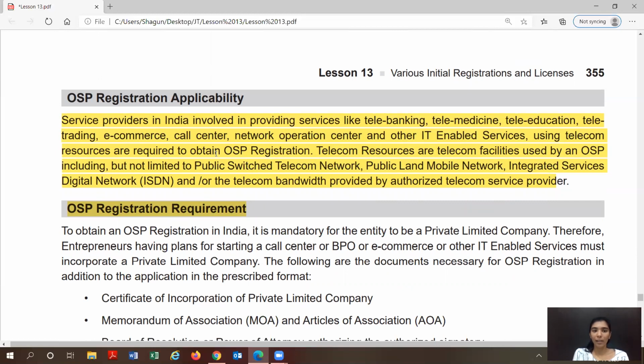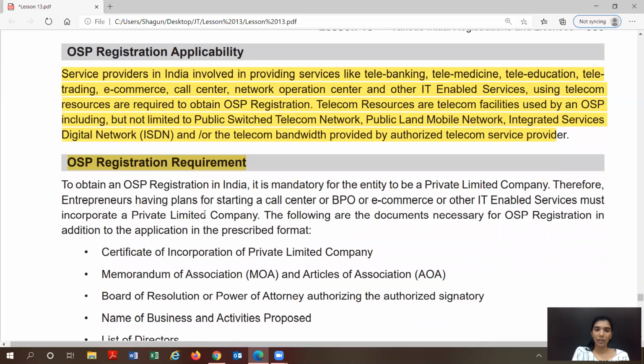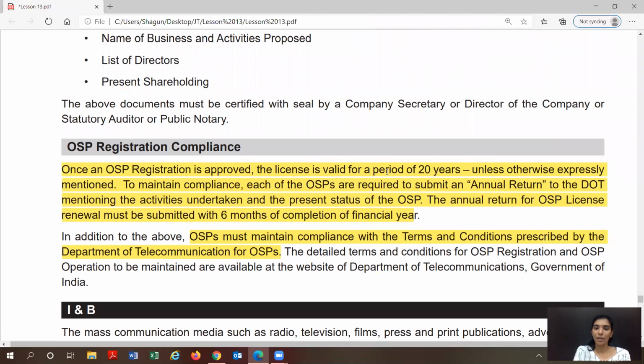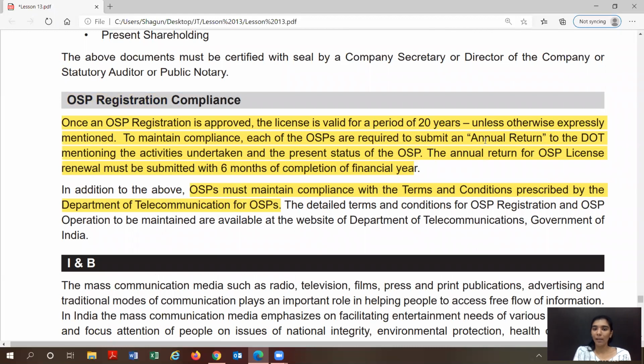सर्विस प्रोवाइडर्स का डेफिनेशन क्या है? सर्विस प्रोवाइडर्स like टेली बैंकिंग, टेली मेडिसिन, टेली एजुकेशन, कोई भी टीवी आईटी रिलेटेड जो होते हैं, आईटी एनेबल्ड सर्विसेज, they have to obtain this. They will be covered under the category OSP registration, other service provider basically. ये other service provider category को भी registration के लिए apply करना पड़ता है. And this registration is valid for 20 years. And they have to submit annual returns to the Department of Telecommunications.